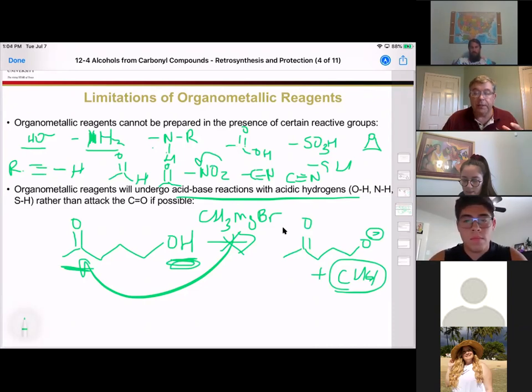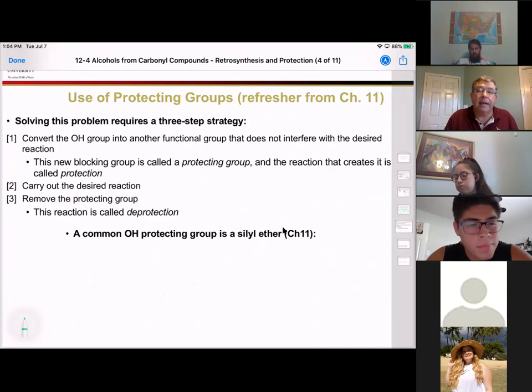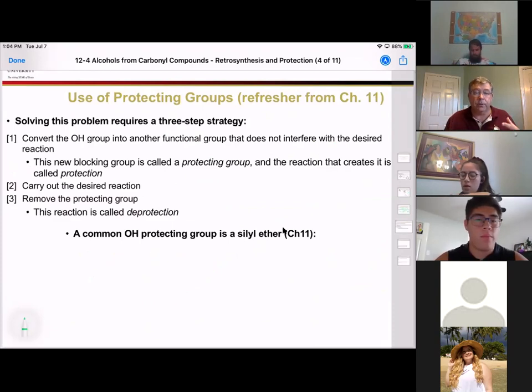So we have a strategy for getting around this, and it's called the use of protecting groups, okay? In this problem, we had an alcohol already on a compound where we wanted to create a new alcohol, but we couldn't, because the hydrogen on the alcohol would deactivate our organometallic species and not make the reaction work. So instead, we can remove that hydrogen and protect that oxygen with some other group so that the reaction with the carbonyl group can happen first, okay?